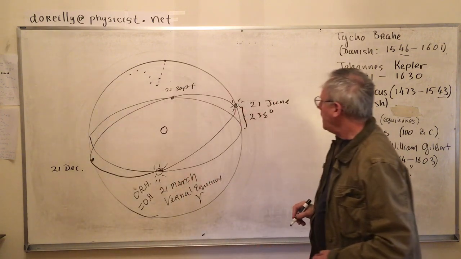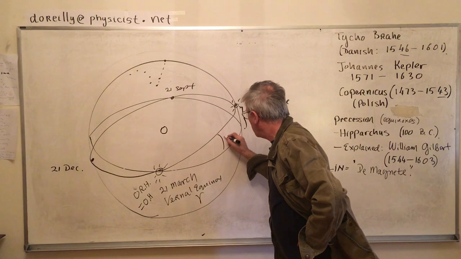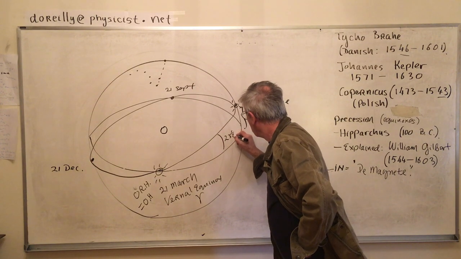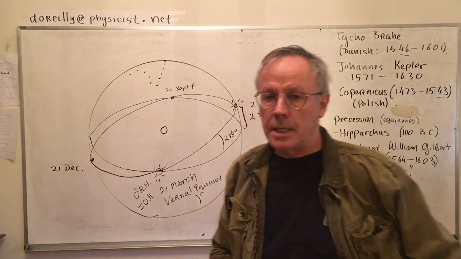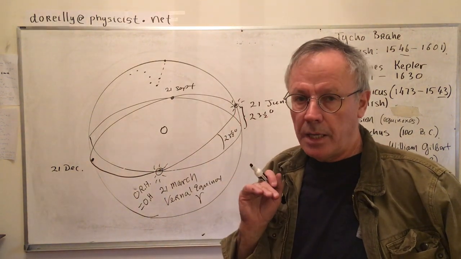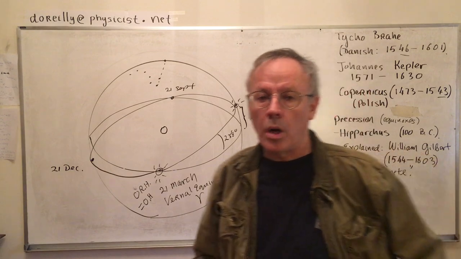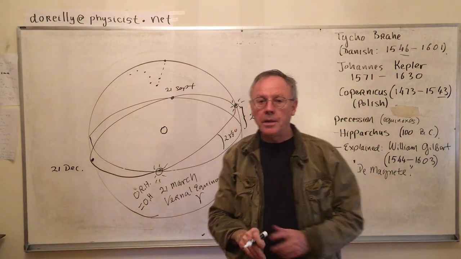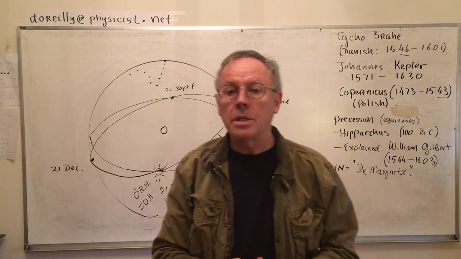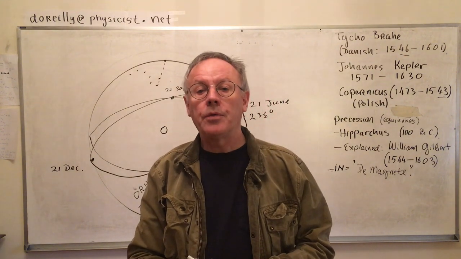We get a plane inclined at 23.5 degrees to the celestial equator. And we're going to give this a name: the ecliptic. What is it? It's a path. It's the path that the sun takes across the celestial sphere throughout the year.